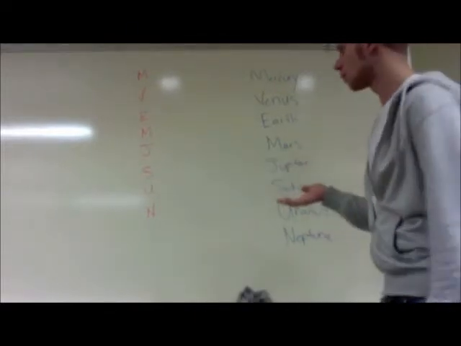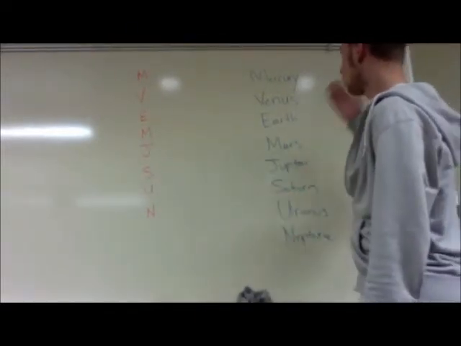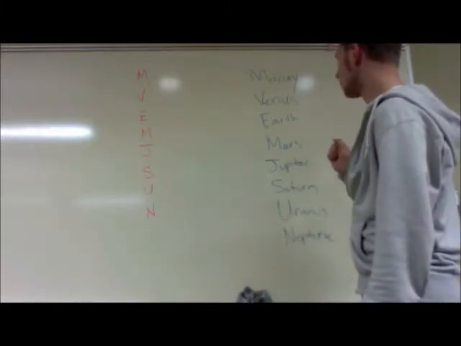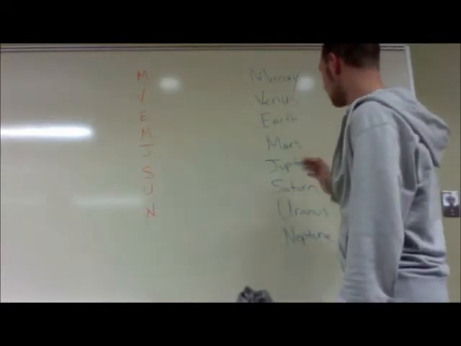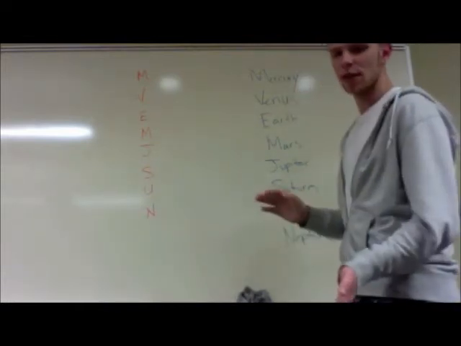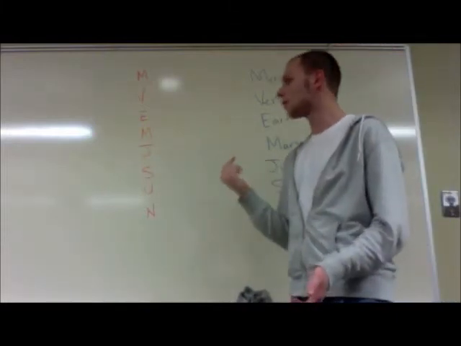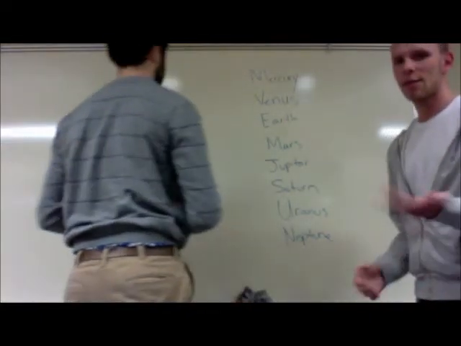Another example where you can use it in your class is your science class. So you have the order of the planets, which doesn't include Pluto now. So you have Mercury, Venus, Earth, Mars, Jupiter, Saturn, Uranus, Neptune, and some students struggle with that. So I'll just have someone from the class come up. Caleb, can you come up and try to make up your own first letter mnemonic? Sure.